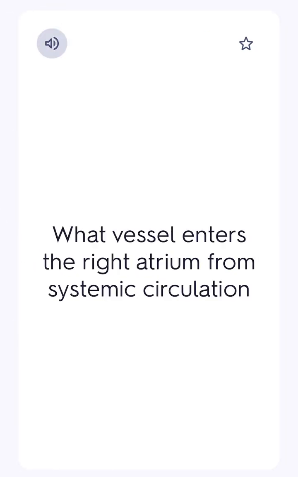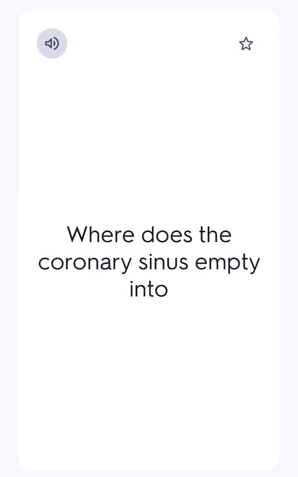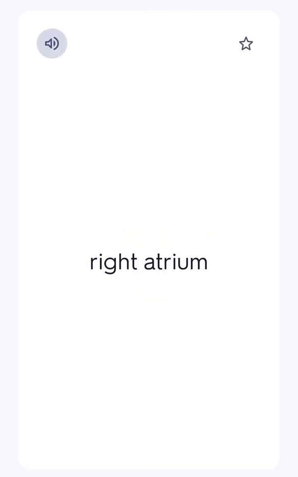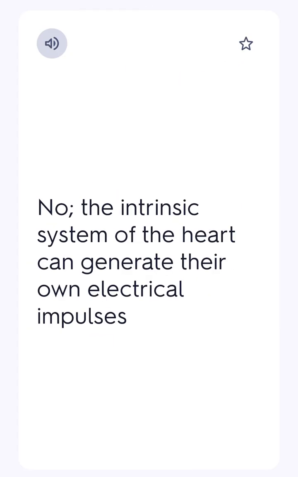What vessel enters the right atrium from systemic circulation? Vena cava. Where does the coronary sinus empty into? Right atrium. For the heart to beat, there must be a nerve impulse sent from the nervous system. No. The intrinsic system of the heart can generate their own electrical impulses.